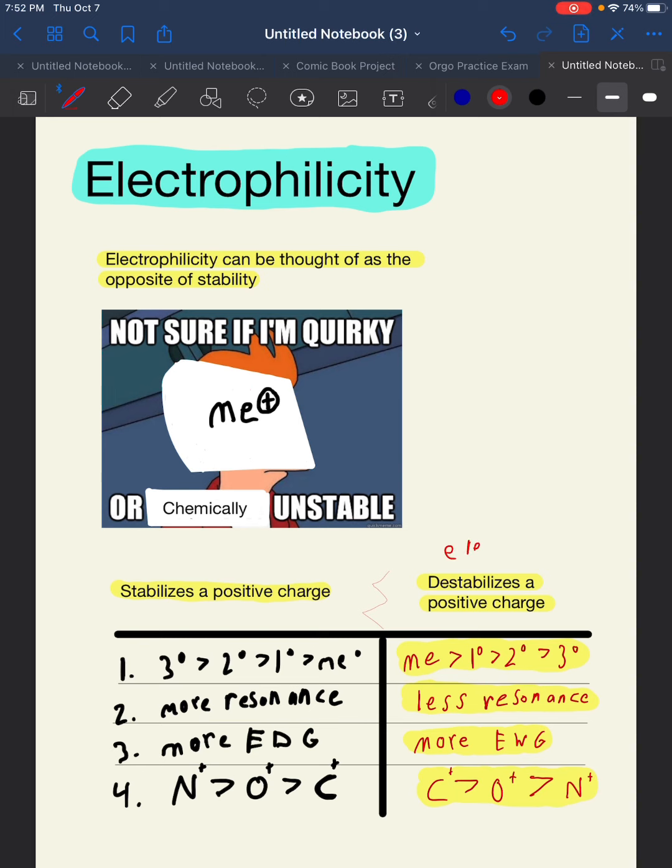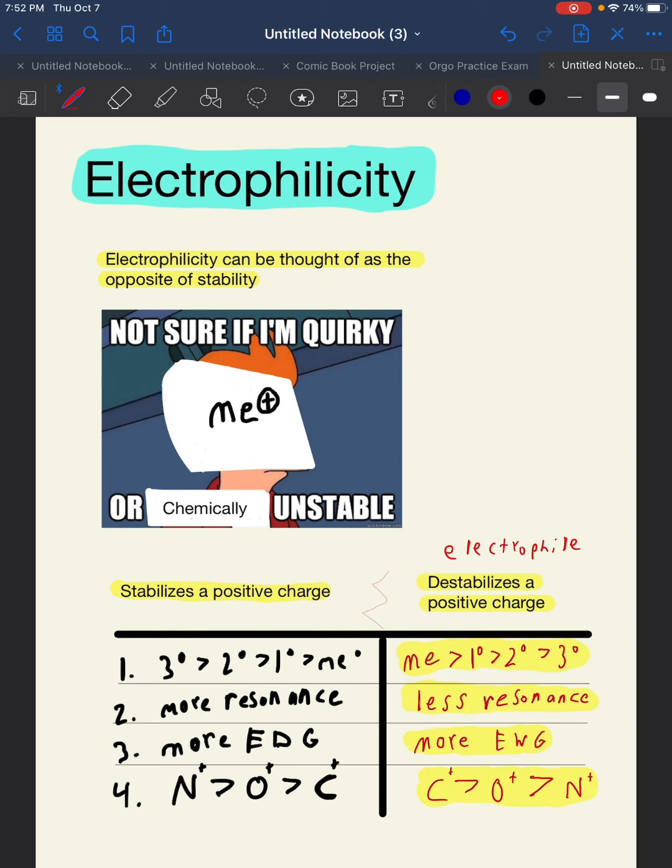And I'm going to label this electrophiles so you guys understand and don't get these two confused. So the next thing that stabilizes a positive charge is the more resonance a molecule has, the more stable it is. So when we think of electrophilicity, what makes that less stable would be less resonance. So the less resonance a molecule has, the better electrophile it is.